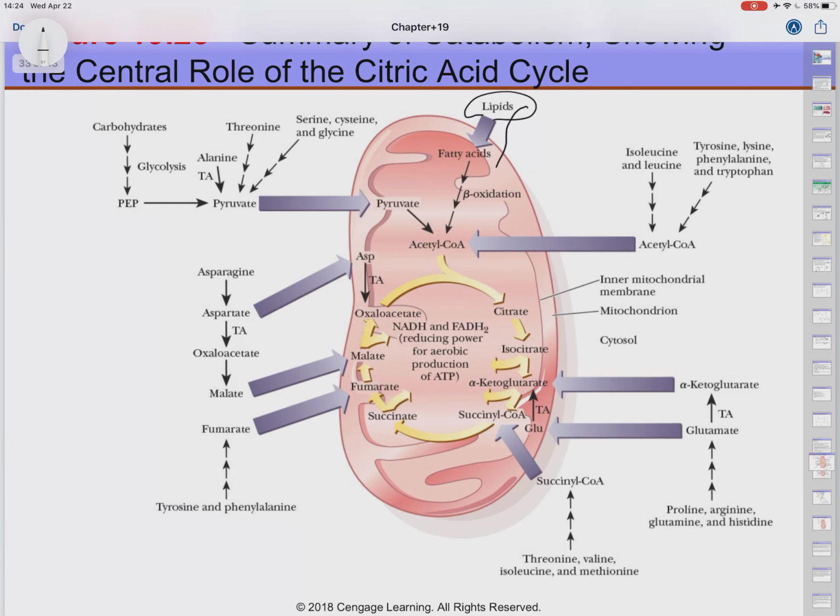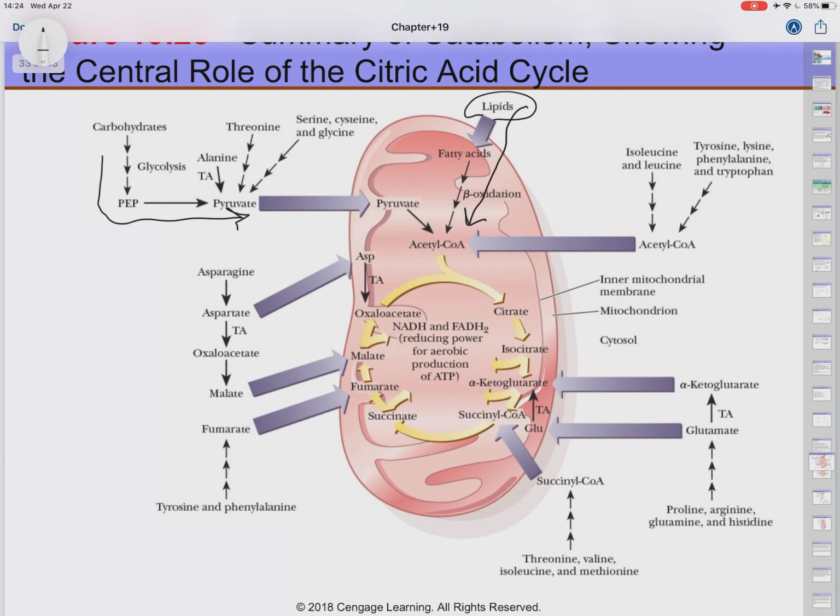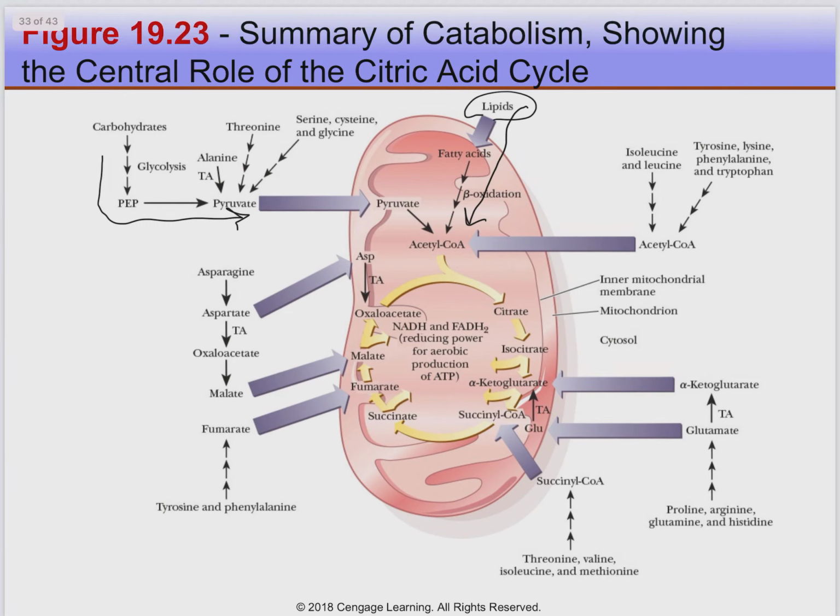So fats, we talked about early. Beta oxidation leads to acetyl-CoA, which can enter the citric acid cycle. Carbohydrates, over on the left, enter through glycolysis, phosphoenolpyruvate to pyruvate. Pyruvate enters the citric acid cycle. Lots of amino acids here. Up at the top, you see threonine into pyruvate, serine, glycine, cysteine into pyruvate. Alanine can be transaminated into pyruvate.